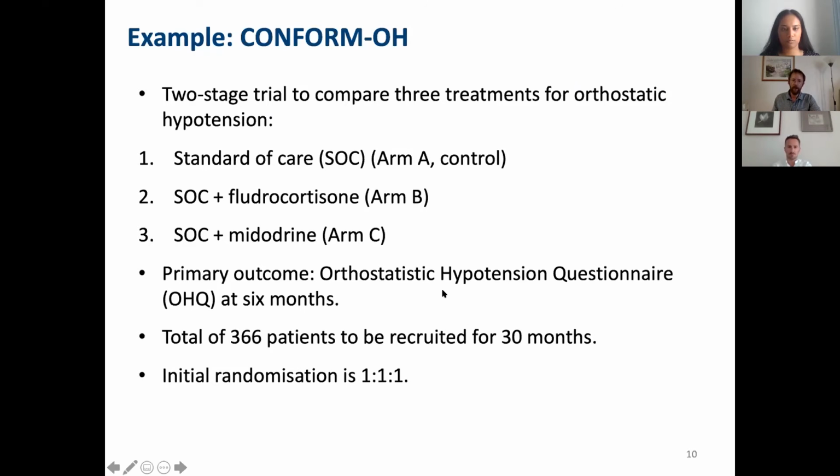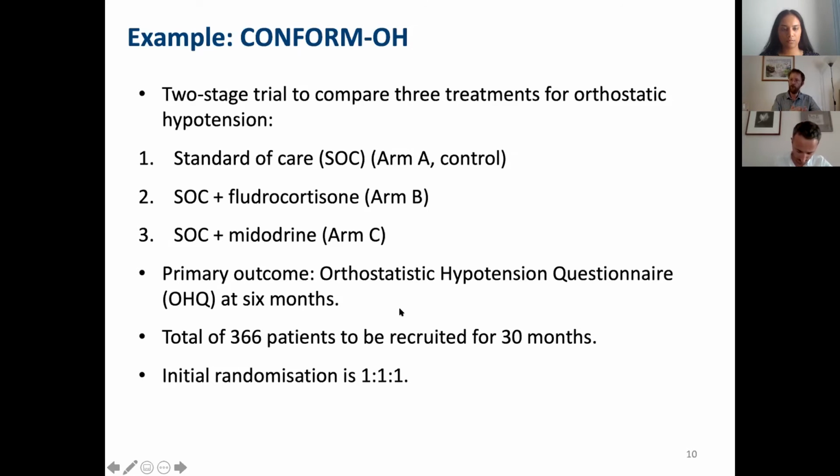So the primary outcome here is the same. So this illustrates if we're bringing together what might be different studies, we need to have a common outcome. Maybe that's a bit of an issue, but we have a common outcome, which is a questionnaire on symptoms in orthostatic hypertension. That's gathered at 6 months after patients are recruited. But it takes a while to recruit the planned number of patients, which is 366. So it would take about 30 months to recruit them.